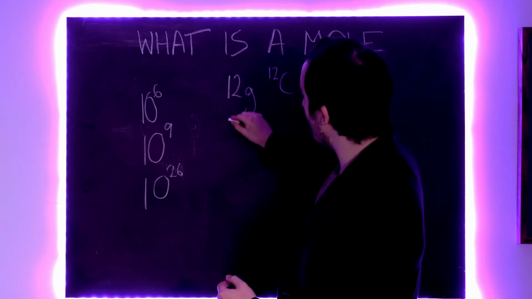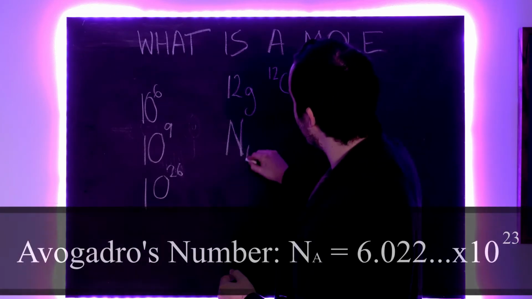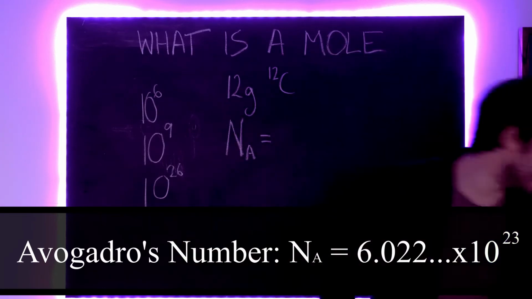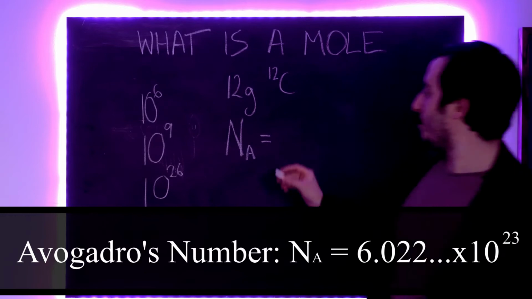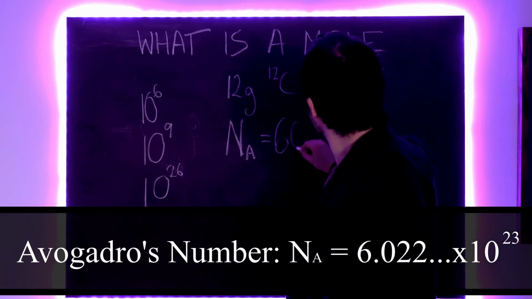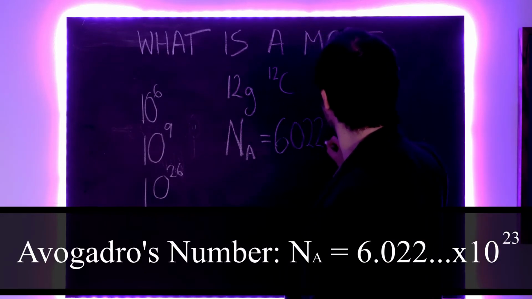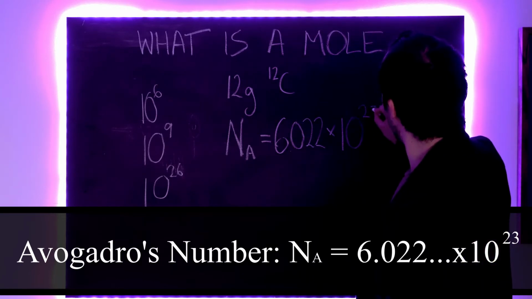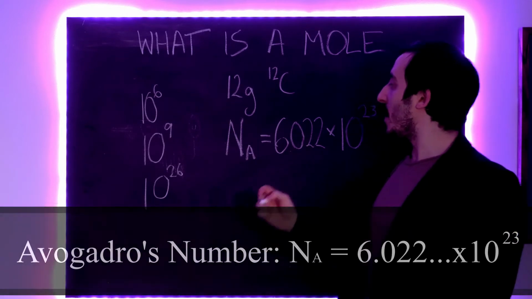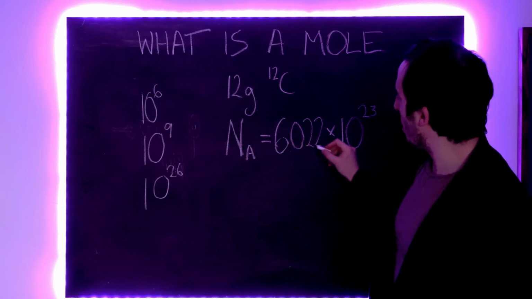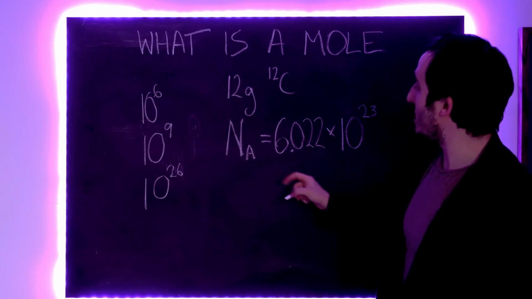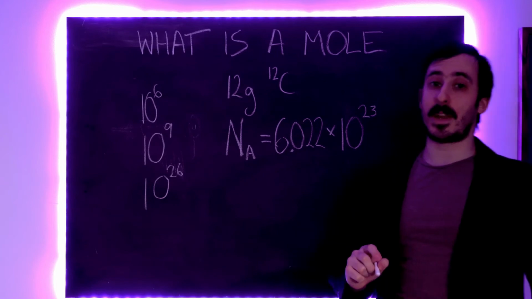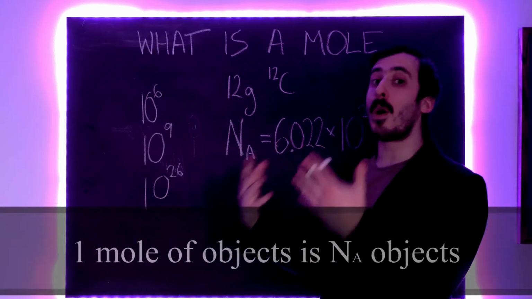Now the Avogadro number we write as N subscript A, and that is equal to, let me just make sure I get this right, 6.022 times 10 to the power of 23. So the number of atoms in 12 grams of carbon-12 is equal to the Avogadro number, which is 6.022 times 10 to the 23. And that is what a mole is, right?